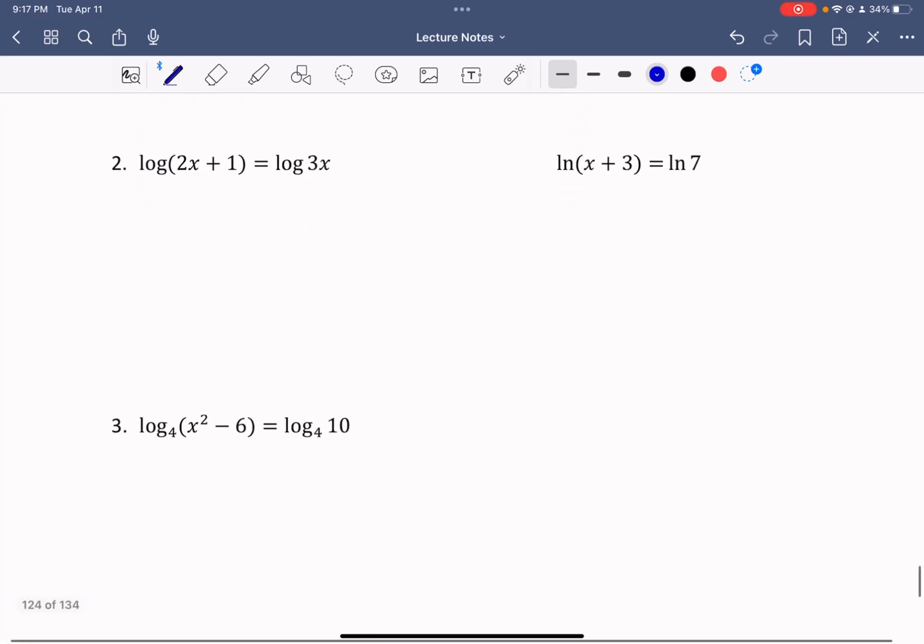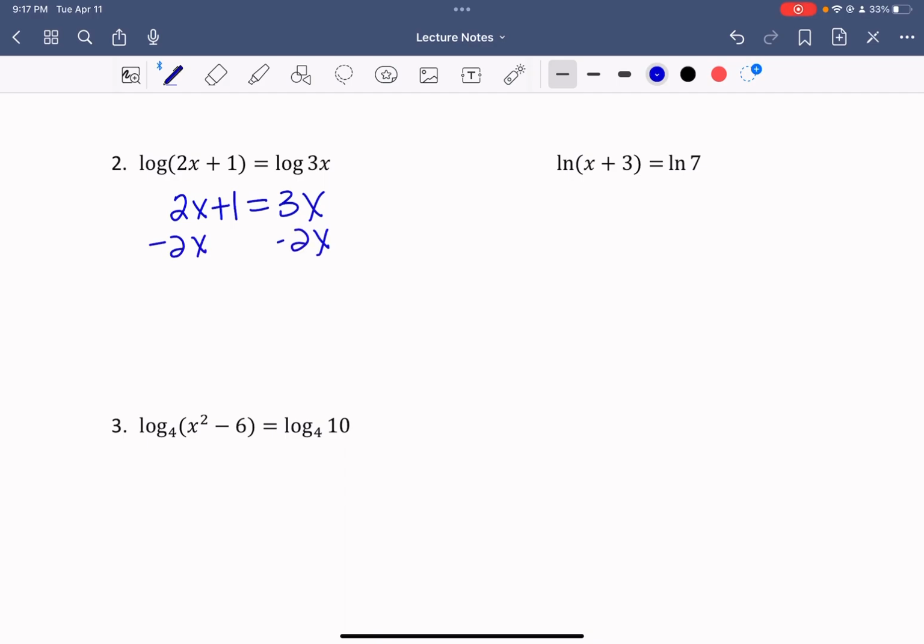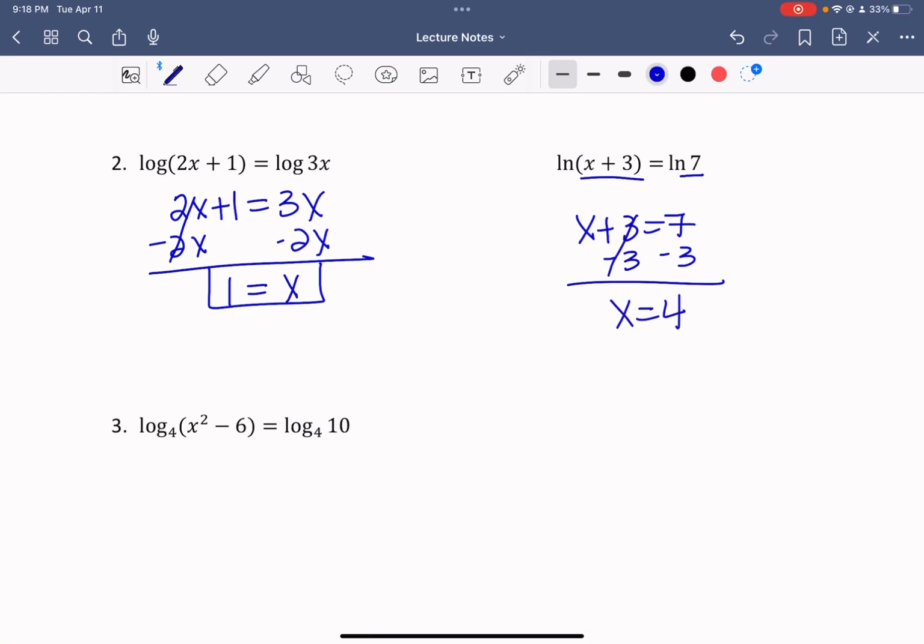Next one is log 2x plus 1 equal to log 3x. Remember, that's an assumed base 10. So that means the bases would be the same. So I could just say 2x plus 1 is equal to 3x. And I could solve this out, and that gives me 1 equal to 1x. You can see my solving, not a big deal, but based off the one-to-one property, I was able to do that. The same is true with your natural logs. I'm taking the natural log of x plus 3 equal to natural log of 7. Therefore, x plus 3 is equal to 7. Subtract it over, and I get x to be 4.